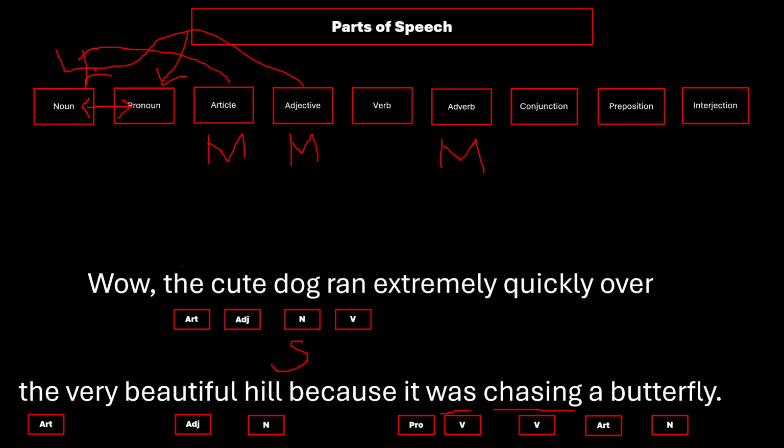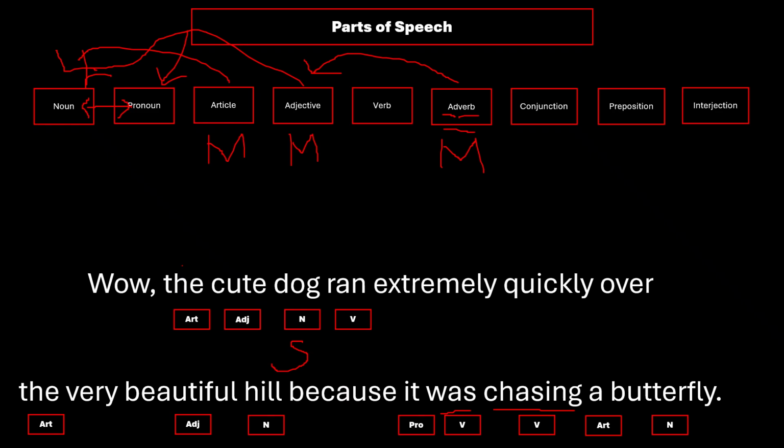Number one, add. That is, it modifies an adjective. Then verb modifies a verb. And thirdly, it modifies another adverb. So an adverb modifies an adjective, verb, and another adverb. First, it modifies an adjective.